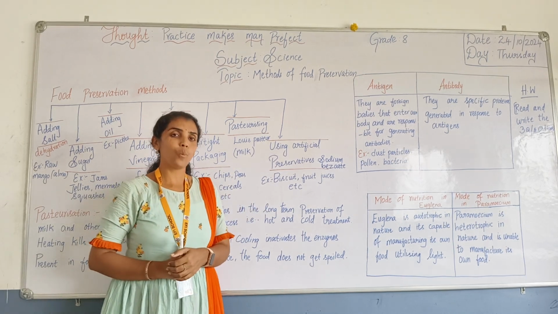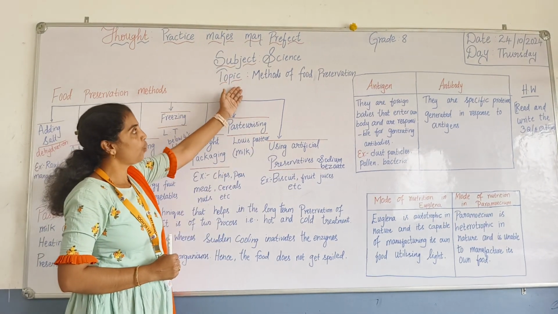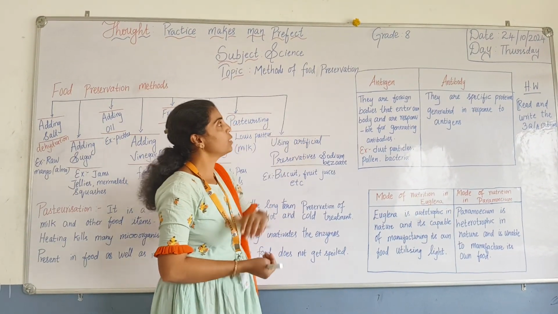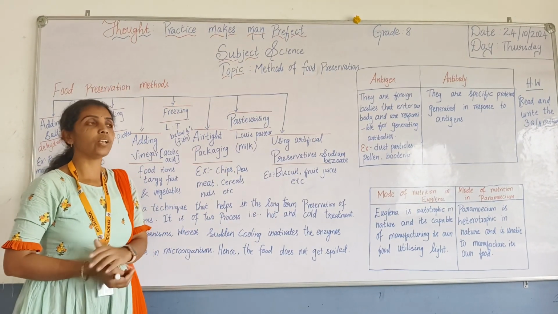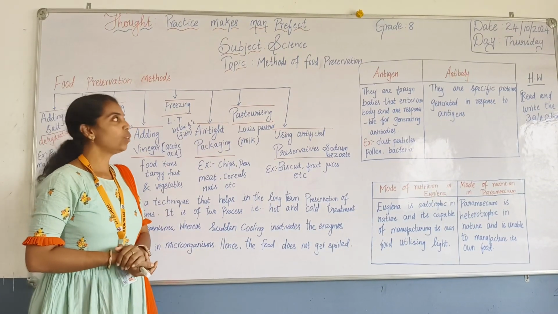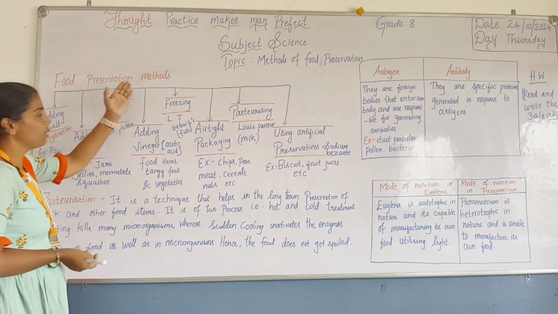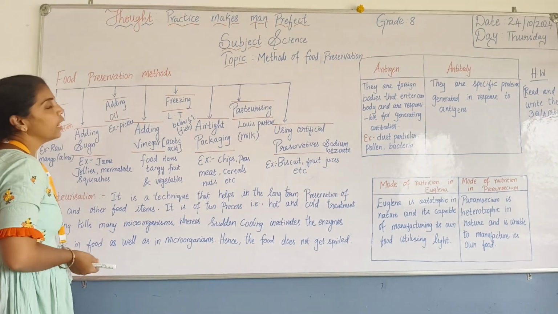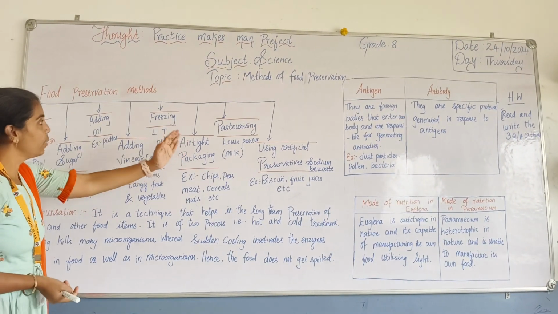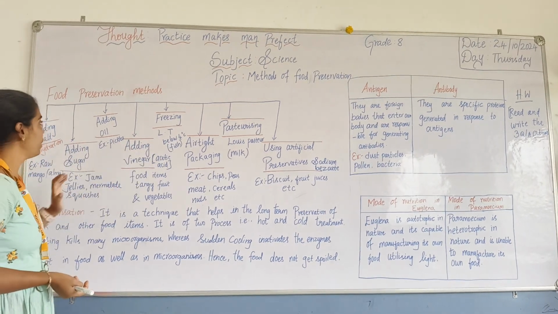So the next topic today is the methods of food preservation. What is the meaning of food preservation? Food can be preserved in many ways. What are those ways, or what are the food preservation methods? We will see that in this case. The food preservation methods are of many types. In that, I have given you some types here.